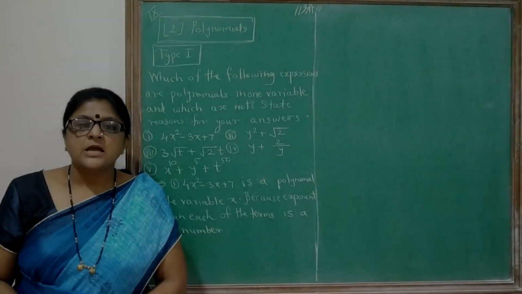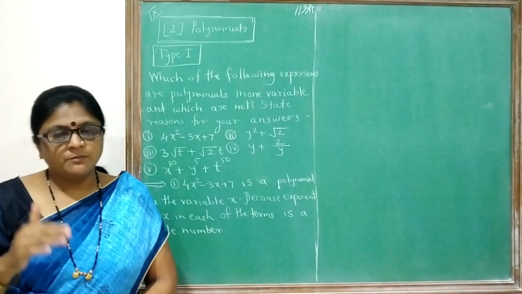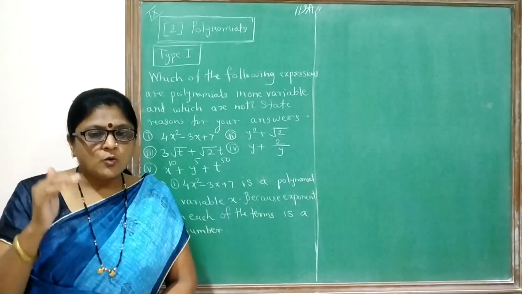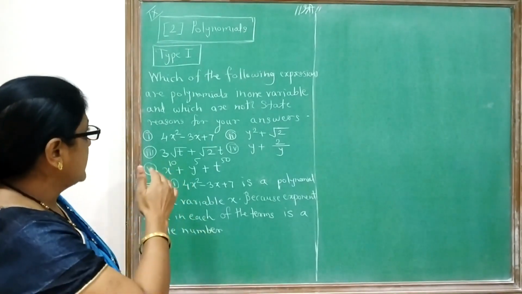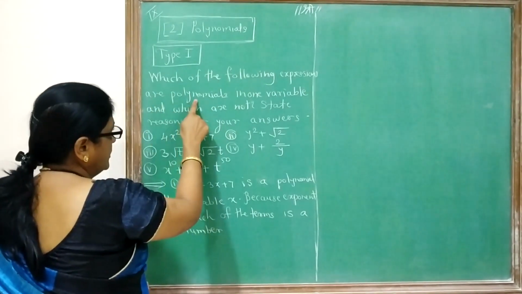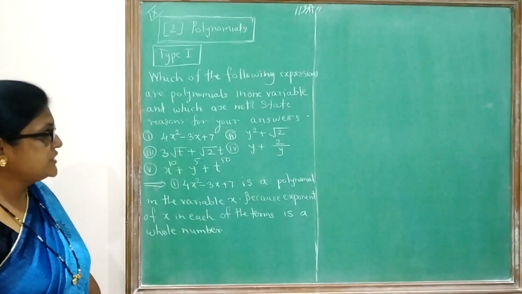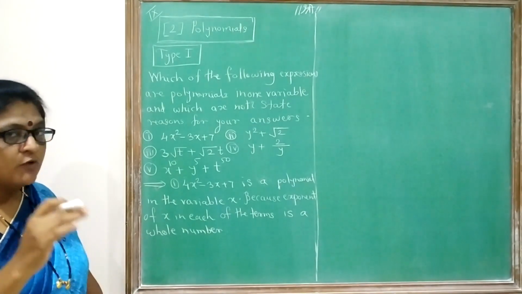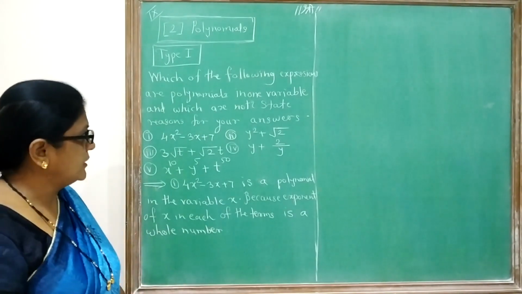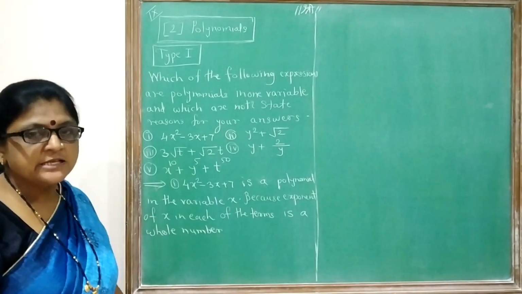Hello students, in the previous lecture we have seen the introduction of the polynomial, and in this lecture we are going to see the types. Which of the following expressions are polynomials in one variable and which are not? State reasons for your answer.